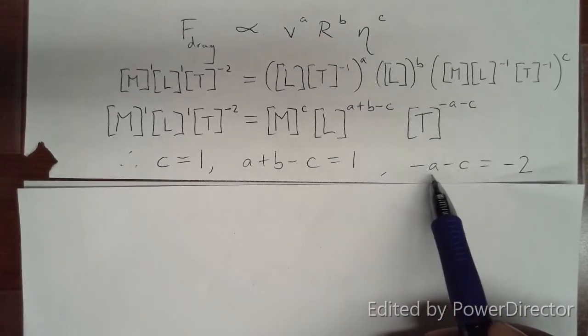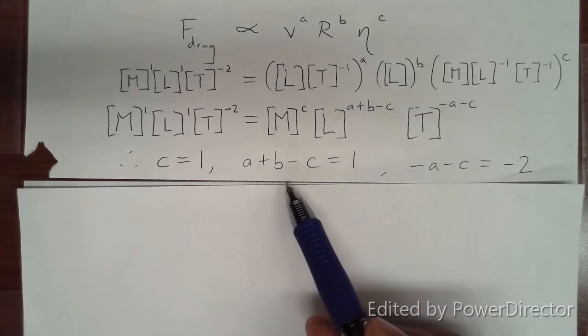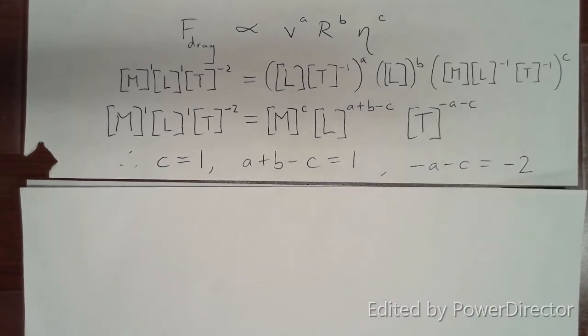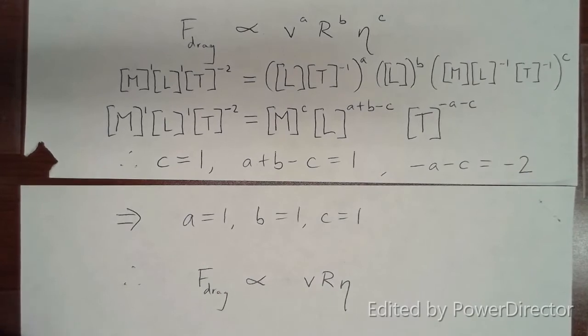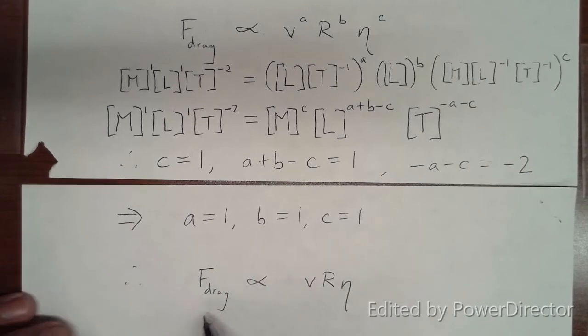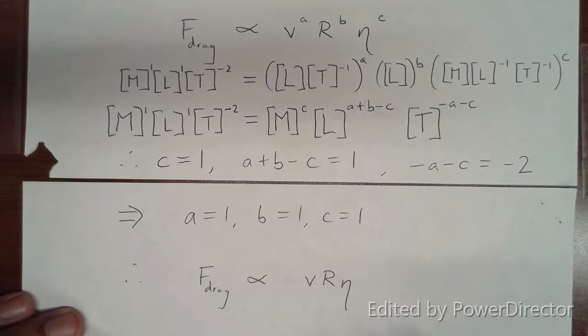With that information, we find that A is also 1. And then finally, B is also 1. So we have A is 1, B is 1, C is 1, which gives us that F drag is proportional to V times R times eta. So we derive this guess using dimensional analysis.